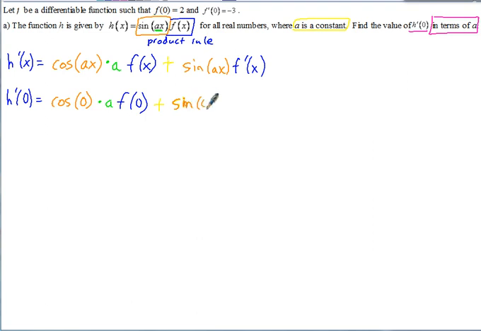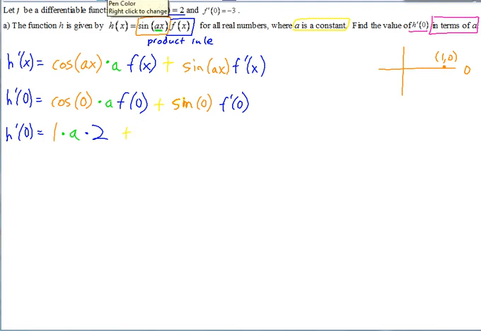Times f prime. h prime of 0 equals cosine of 0. The 0 again is right over here. So cosine is the x-coordinate, which is 1, times a times f of 0, they tell you at the top there, is 2, plus the sine of 0 is the y-coordinate over here.